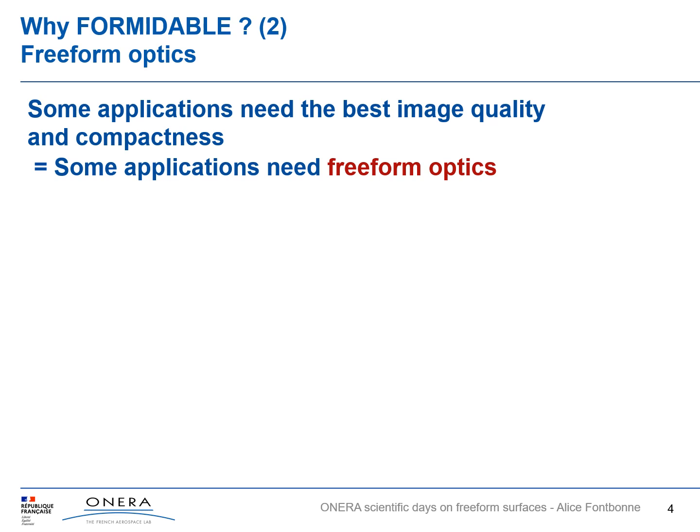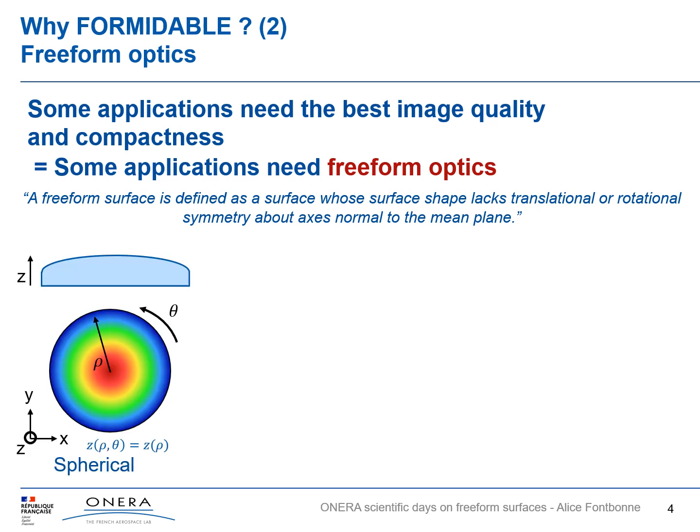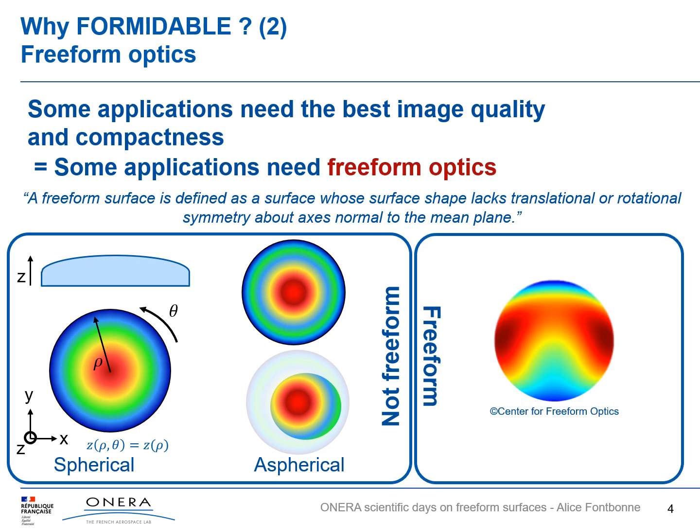Just for the following, I'm going to use this definition of freeform optics. A freeform surface is defined as a surface whose shape lacks translational or rotational symmetry about axes normal to the mean plane. That means a surface like this one is not a freeform surface, nor an aspherical surface, nor a part of an aspherical surface. But this kind of surface with x-axial symmetry is a freeform surface.